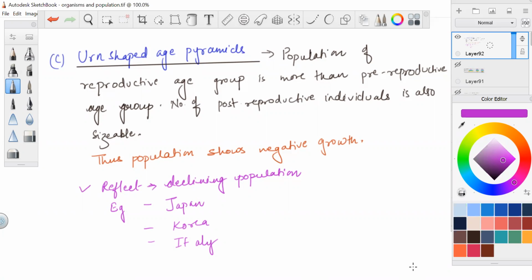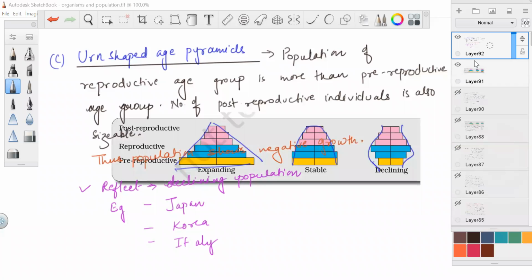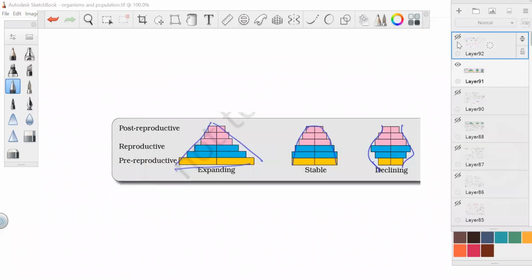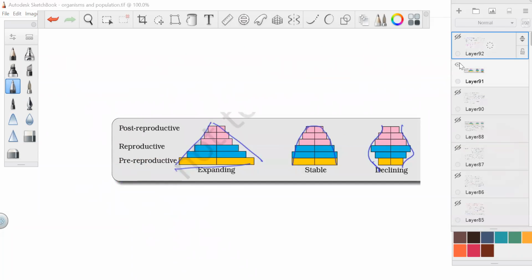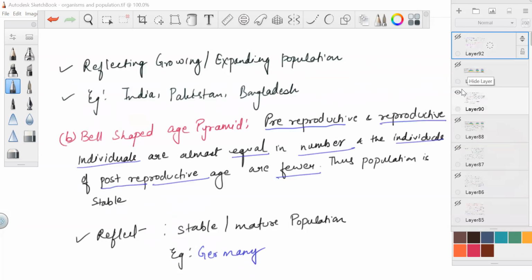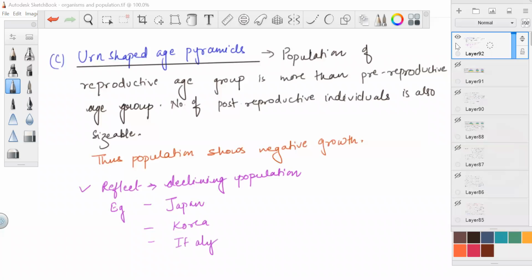Ma'am, could you go to the previous page for a second? No, where you wrote the bell-shaped one. Yeah, done. Okay, ma'am, you can go back.